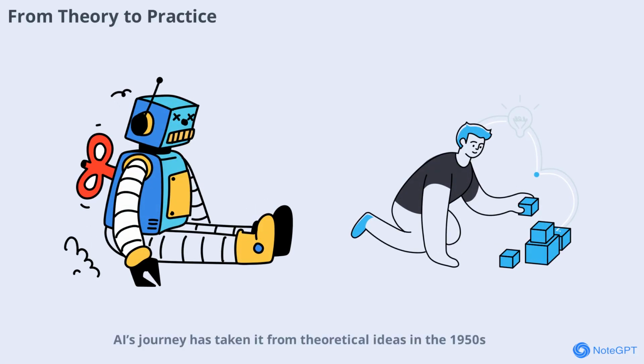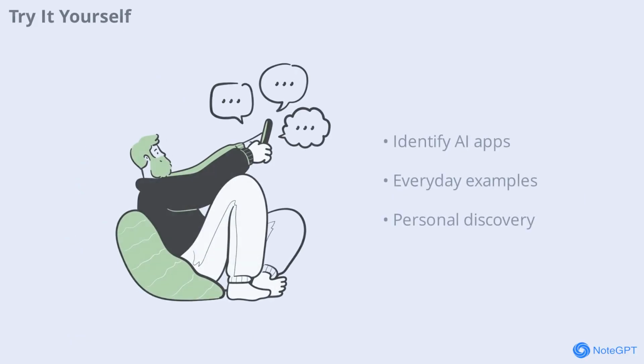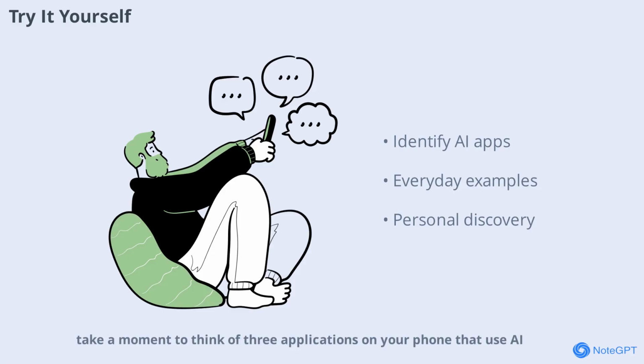AI's journey has taken it from theoretical ideas in the 1950s through periods of stagnation to the explosive growth we see today. Each stage has built on the last, leading to the powerful AI systems that are now part of our everyday lives. Before moving on, take a moment to think of 3 applications on your phone that use AI. You might be surprised at how many there are. This simple exercise will help you see just how deeply AI is embedded in your daily routine.